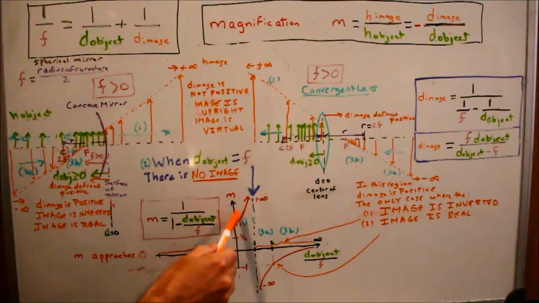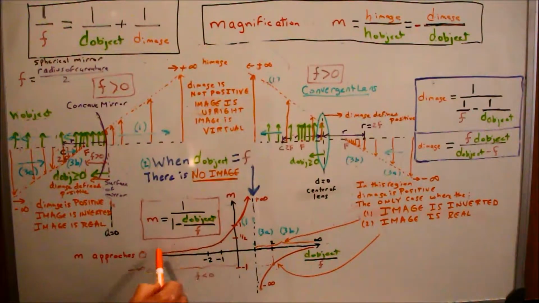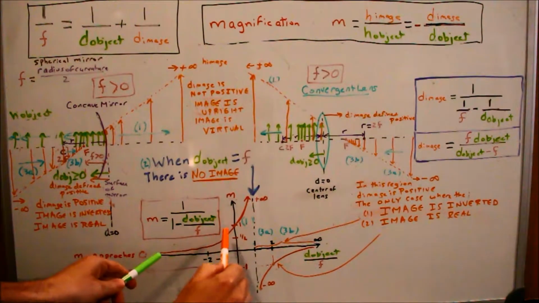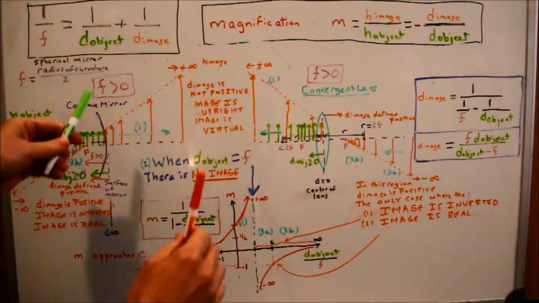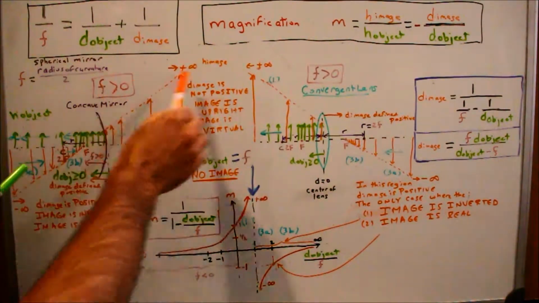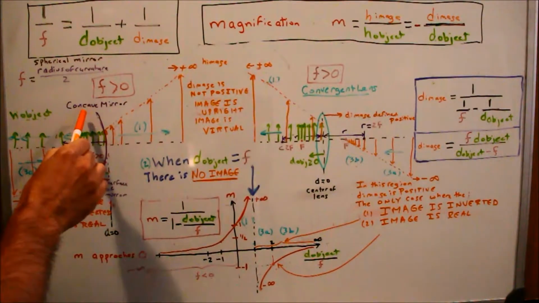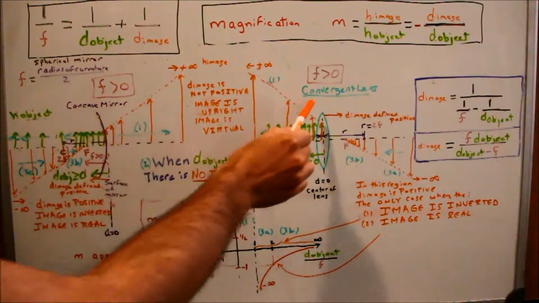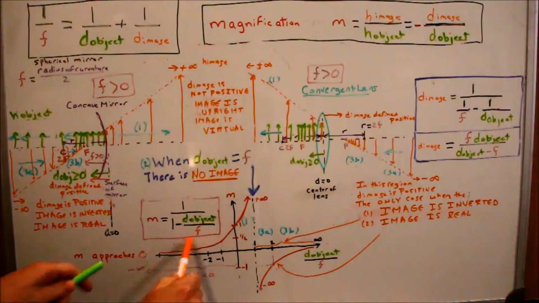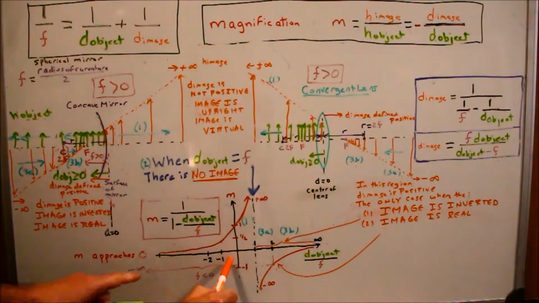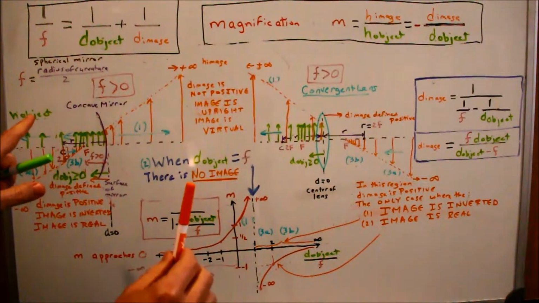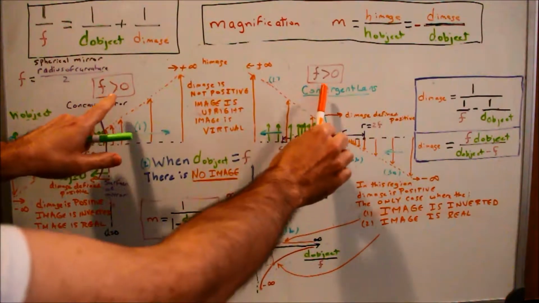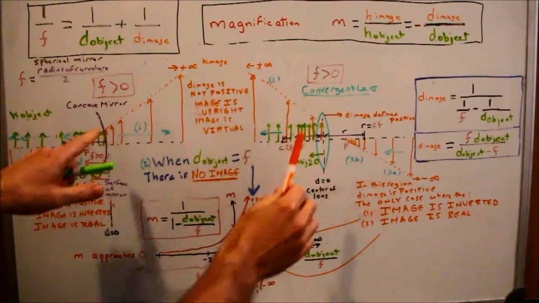I redrew this magnification graph. Here's what we just saw before when I had a focal length less than 0. Now I'll consider the cases over here, and this is slightly more complex, where the focal length is greater than 0, and that occurs either for a concave mirror or a convergent lens. Remember, this was for a convex mirror or a divergent lens. So remember, sign convention is very important. So here focal length is defined greater than 0.